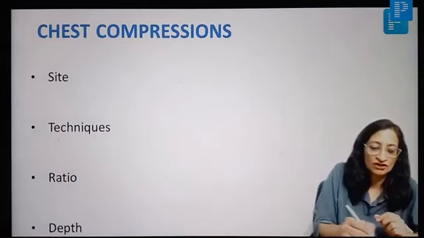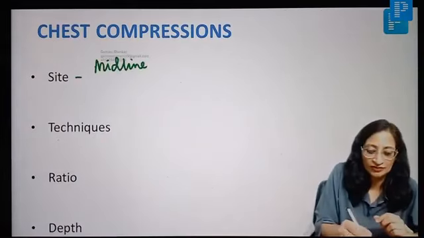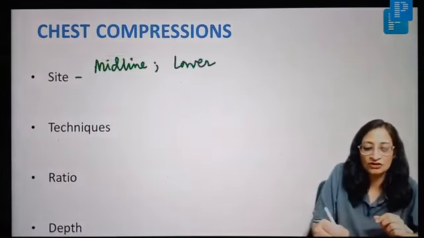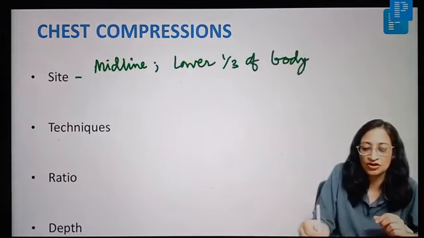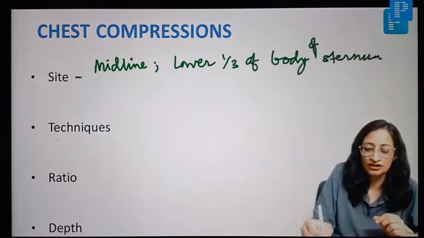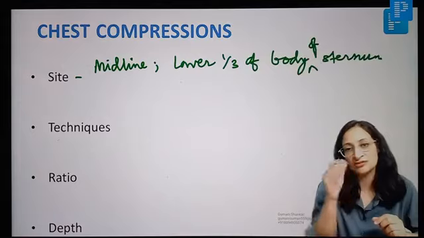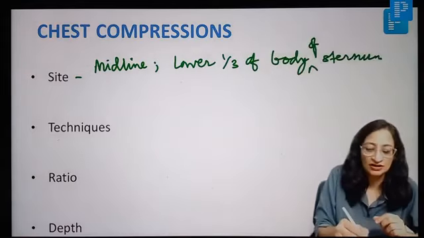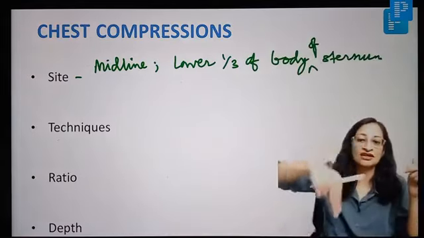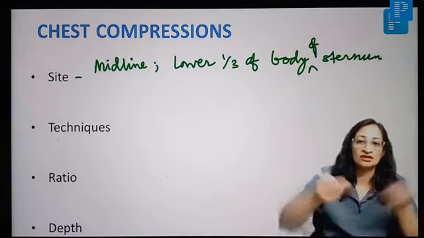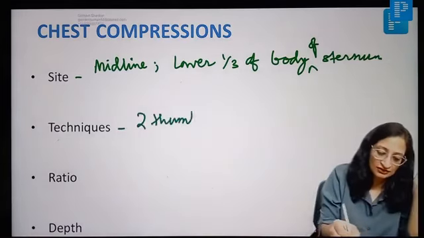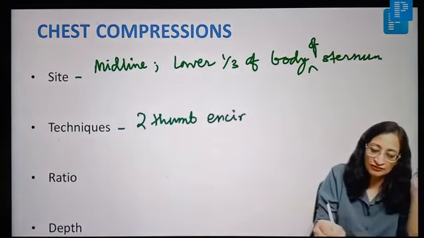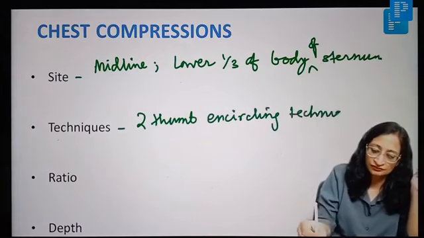Chest compressions, where do you give it? You give it in the midline, on the lower 1/3 of the body of the sternum, not on the xiphoid sternum. And you give it just in the midline, just below the line joining the two nipples. There are two techniques: a 2-finger technique like this and a 2-thumb encircling technique. The 2-thumb encircling technique is preferred over the 2-finger technique.